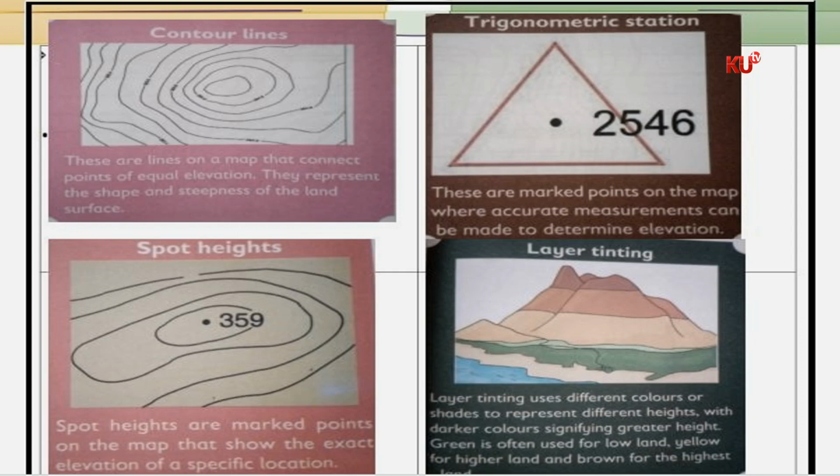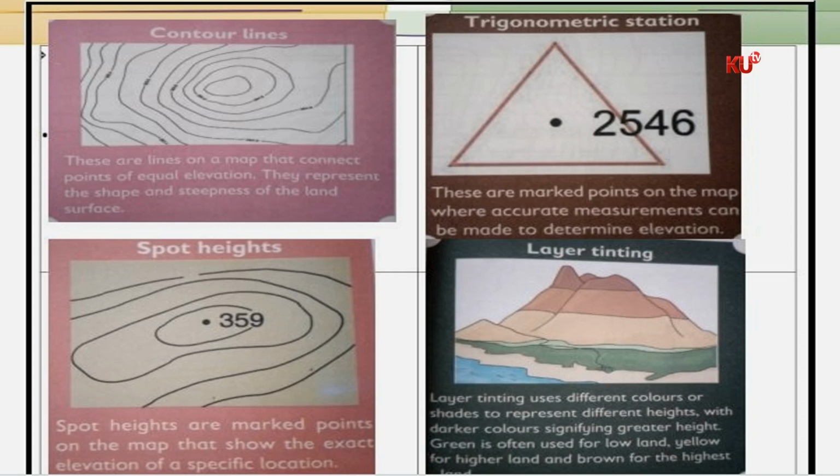Trigonometric stations are marked points on the map. Remember when we were talking about symbols and the signs. Trigonometric stations are points on the map where accurate measures can be made to determine elevation. We said elevation refers to the height of an area above the sea level.